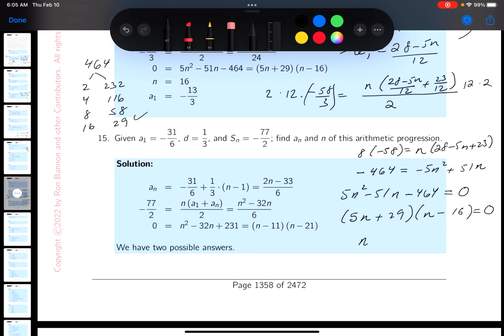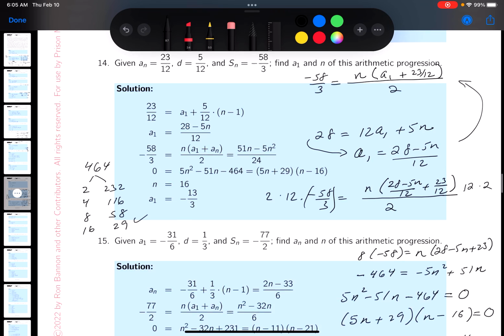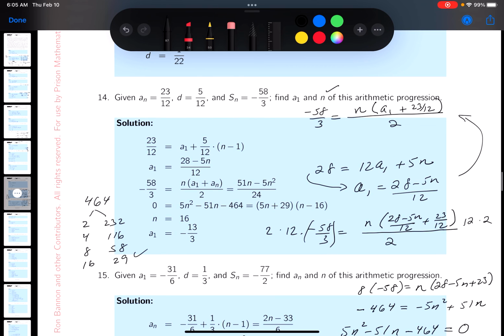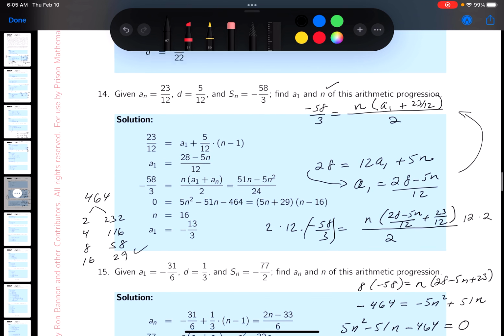So what is n going to be? N would be equal to minus 29 fifths, which is not a possibility because it's not an integer. And the other possibility would be n equals 16. So now I know n. I know n is 16. Did they ask for that? They sure did. I know n is 16. What else did they ask for?